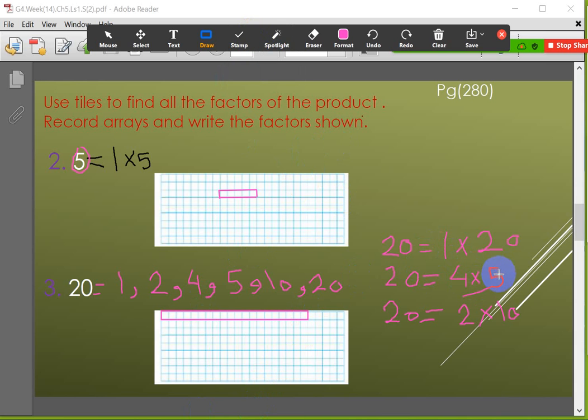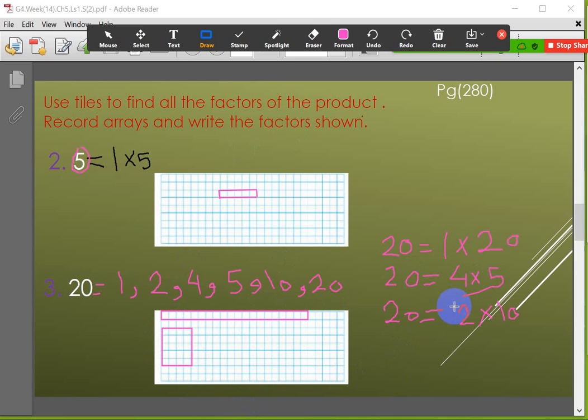What about 4 multiplied by 5? That means I have to draw 4 in the horizontal way and 5 in the vertical way. Let's draw it here. Count 4: 1, 2, 3, and 4. This is the horizontal way. I will draw it down: 1, 2, 3, 4, 5. Okay? This is the model for 4 multiplied by 5.